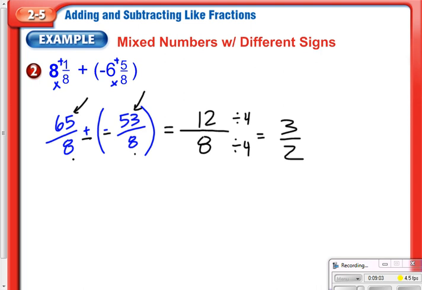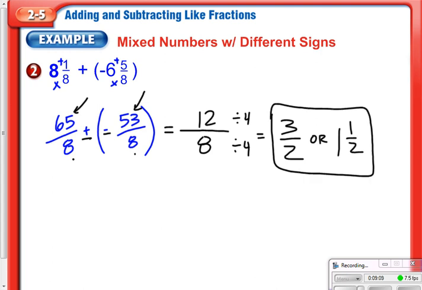3/2 would be acceptable, or we could have the 1 and 1/2. This will conclude 2-5, adding and subtracting like fractions.